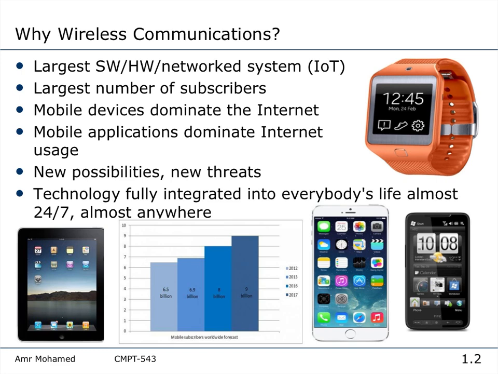But other than this, wireless in nature means that electromagnetic waves travel through the air, so they are shared in nature. Okay? So that introduces many, many challenges, not just security, by the way, but also channel fading and attenuation and so on and so forth. All of these are big, big challenges.